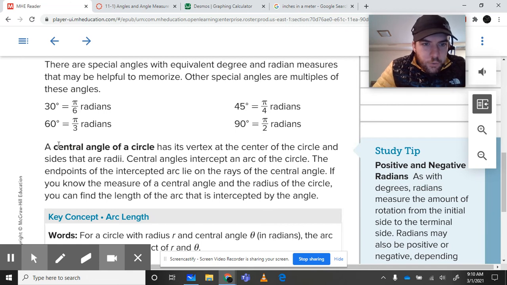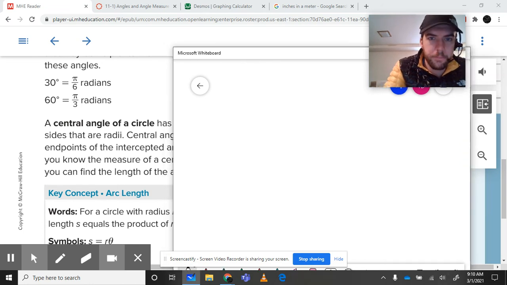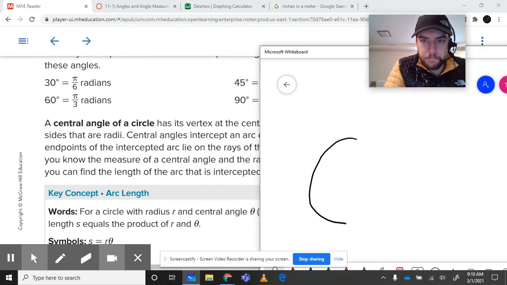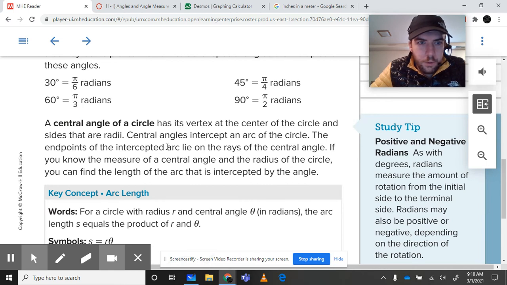Finally, a central angle of a circle has a vertex at the center of the circle and sides that are radii. Okay, that's fine. So they're just describing basically how you would imagine drawing any angle within a circle. The endpoints of the intercepted arc lie on the rays of the central angle.